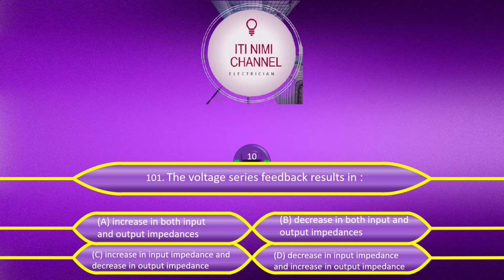The voltage series feedback results in option A, increase in both input and output impedance, option B, decrease in both input and output impedance, option C, increase in input impedance and decrease in output impedance, option D, decrease in input impedance and increase in output impedance. The answer is option A, increase in both input impedance and output impedance.